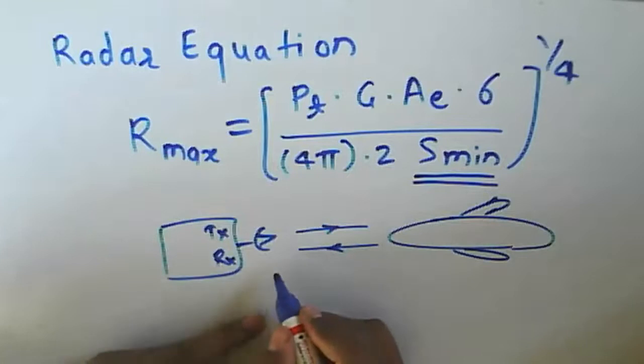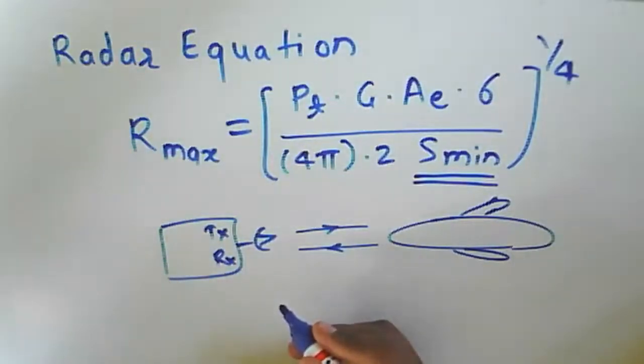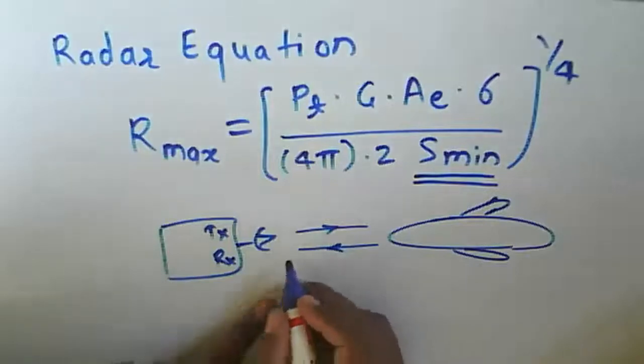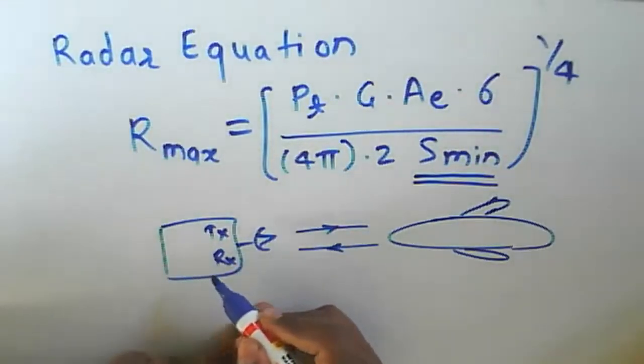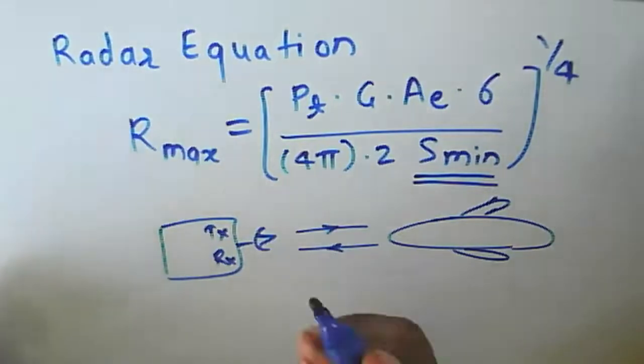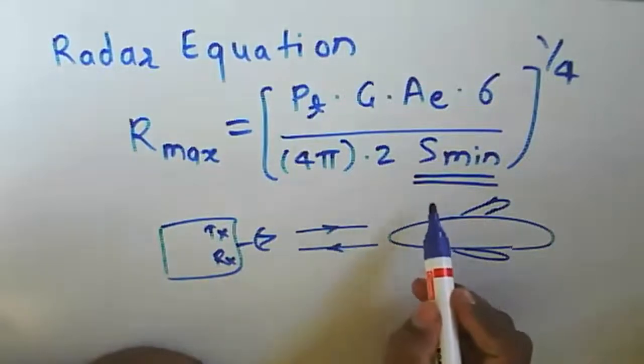Then what will be the minimum acceptable signal, the minimum acceptable signal by the radar? For that we define a particular threshold value, and for the given threshold value, detection of the signal is carried out within a particular range of the threshold value, and then that signal is detected.